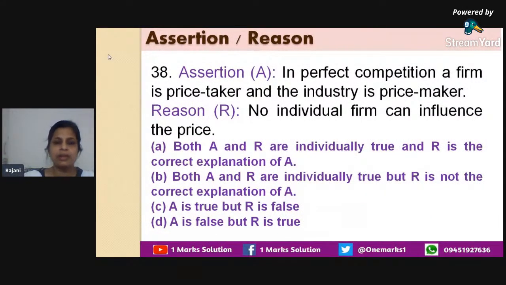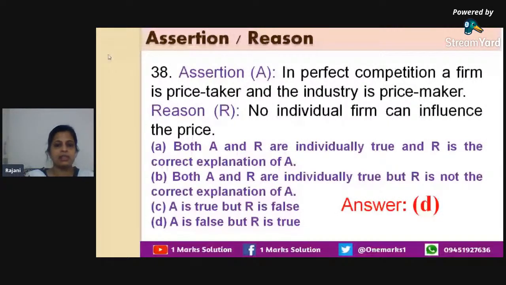Coming to the next one, in perfect competition, a firm is a price taker and the industry is a price maker. Reason, no individual firm can influence the price. Yeah, so that is also, option A is false. Industry is price maker.